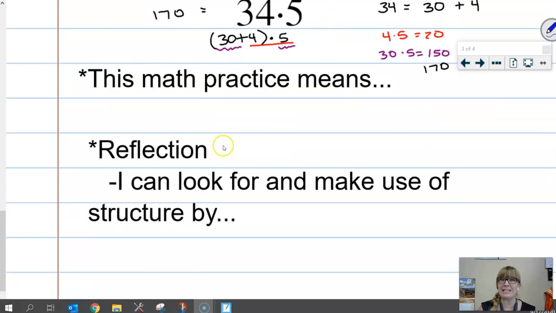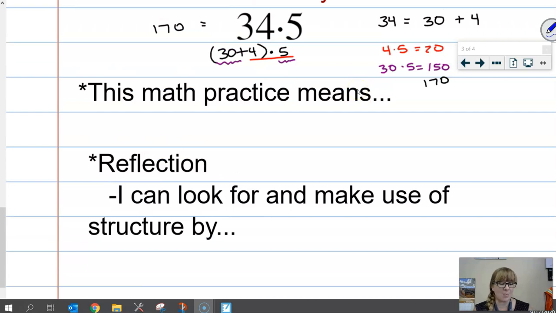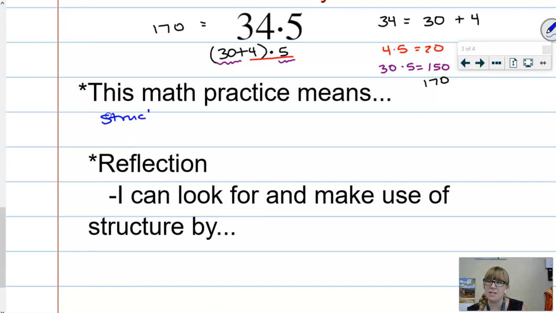We're now ready to write this math practice in our own words. This math practice means, now this one is a tough one. It's hard to figure out what we mean by look for and make use of structure. So look back at our examples. When I'm talking about structure, I like to think of how something is built. Specifically, how is mathematics built? How are numbers built? Can we compose and decompose them to make more sense of them? So structure refers to how things are built or composed. Hopefully that helps when we say look for and make use of structure.